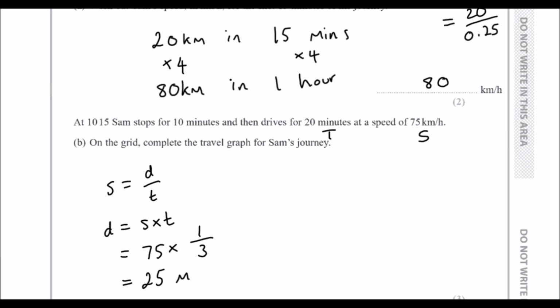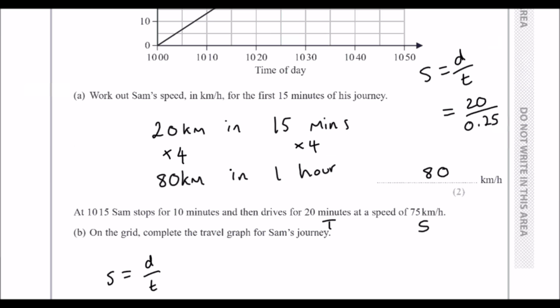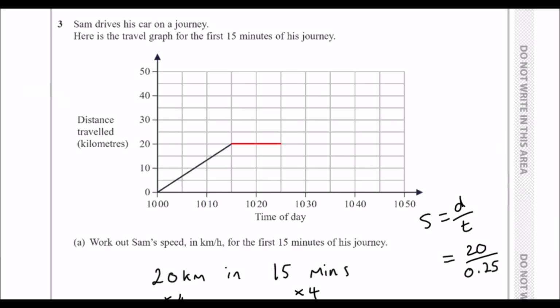It's not minutes, that's distance. 25 kilometers in 20 minutes. So he goes 25 kilometers in 20 minutes. So 5, 10, 15, 20 minutes and 25 kilometers. So he's at 20, add on 25, that will take him to 45. So he's gone along 20 minutes and up 25 kilometers.